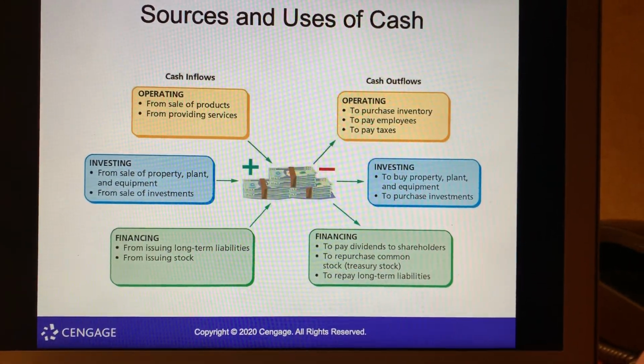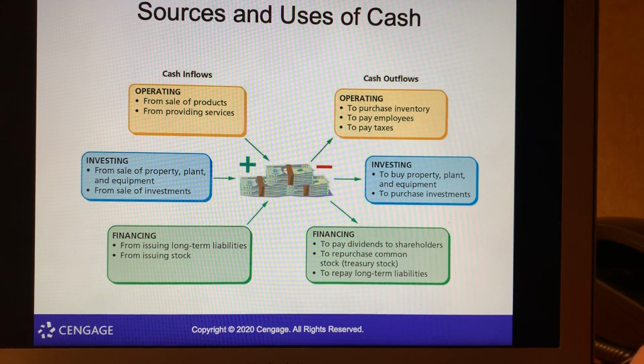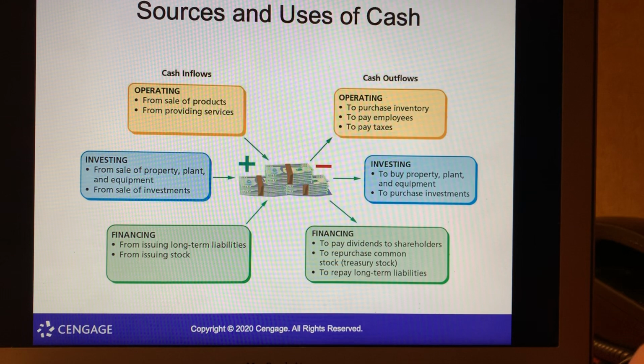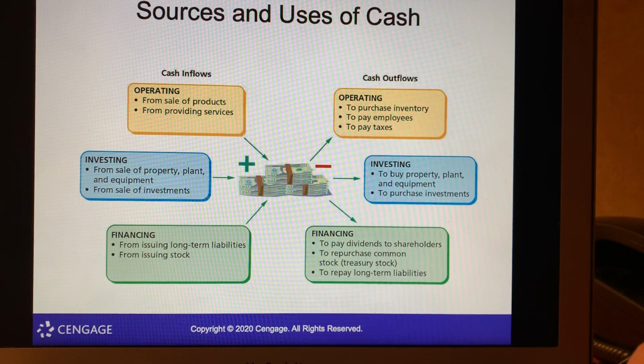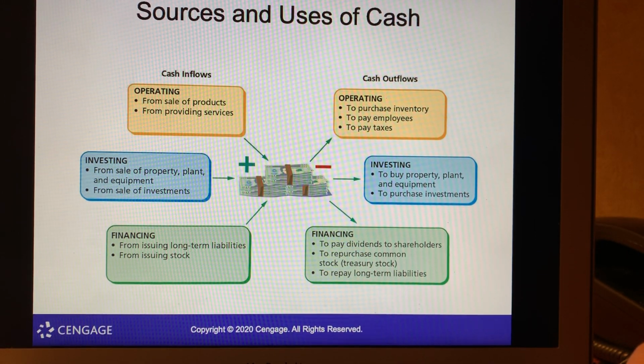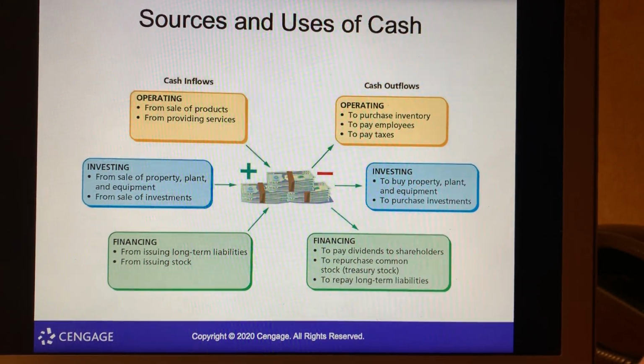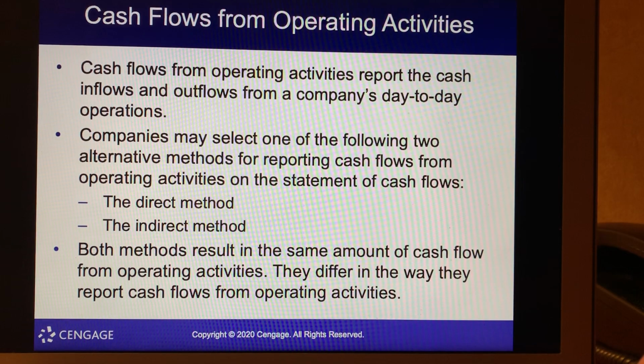So here's an example, a little graphic, sources and uses of cash. So go through and take a look at that. Over on the left, you see the cash inflows, and on the right, you'll see the cash outflows. And those are the three areas that we'll use cash for. Cash flows from operating activities.